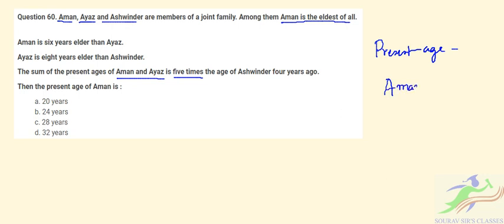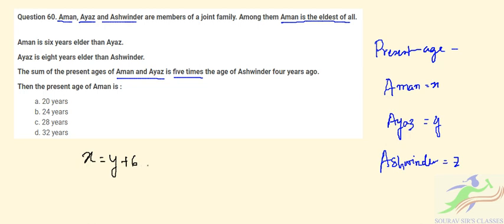Let the present age of Aman be X, Ayaz be Y, and the present age of Ashwinder be Z. From the given statements, Aman is 6 years elder than Ayaz, so X equals Y plus 6. That is one equation. Ayaz is 8 years elder than Ashwinder, so Y equals Z plus 8. And the sum of the present ages of Aman and Ayaz, X plus Y, is 5 times the age of Ashwinder 4 years ago, so 5 times (Z minus 4).